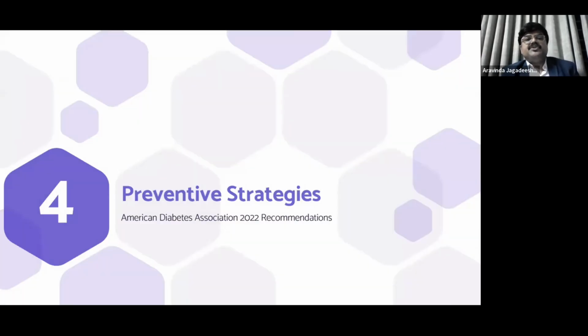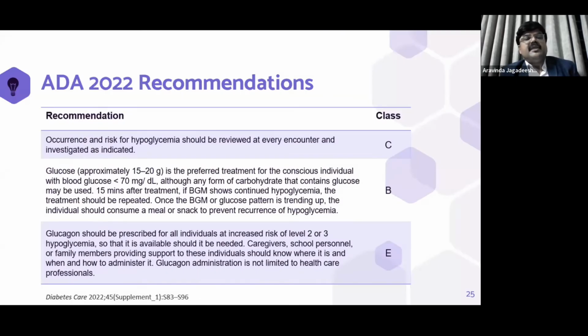Next come the preventive strategies recommended by ADA 2022. The recommendation is that the occurrence and risk for hypoglycemia should be reviewed at every encounter and investigated as indicated. Glucose, approximately 15 to 20 gram, is the preferred treatment for the conscious individual with blood glucose less than 70, although any form of carbohydrate that contains glucose may be used. 15 minutes after the treatment, if blood glucose shows continued hypoglycemia, the treatment should be repeated.